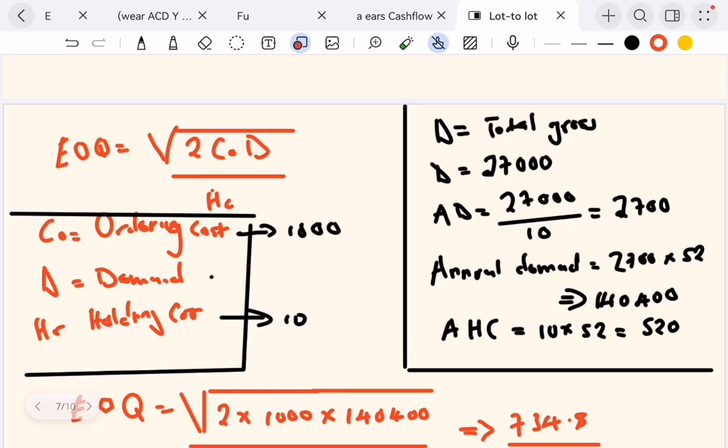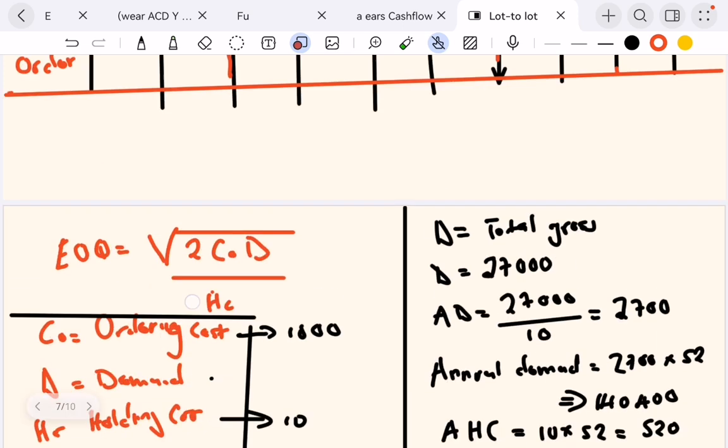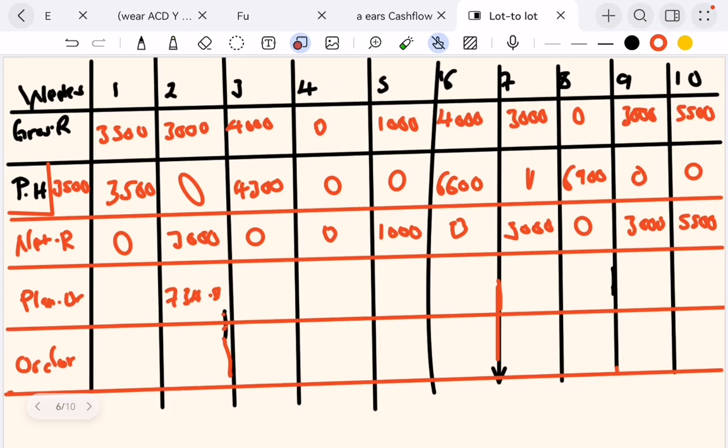If you don't demonstrate, you will not get it right. You need to show these calculations that are shown. So in week 4, there's 0, we don't put anything there. There's 0, we don't put anything. Here there's 1000, we'll put 734.8. Here nothing, here 734.8, here nothing, here 734.8. Even here 734.8.